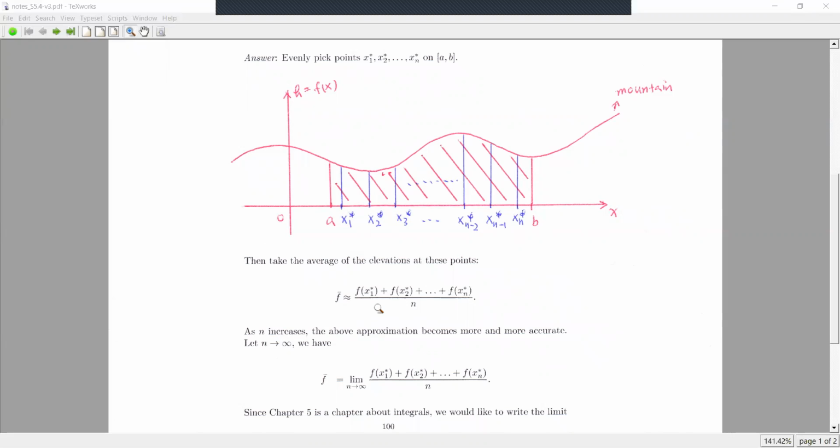It's easy to understand that the more points we pick, the closer this average is to F bar. Now I increase n, the number of points, to infinity. Then this average will approach some number. The number is exactly F bar. So F bar, the average elevation of the mountain between A and B, is this limit.